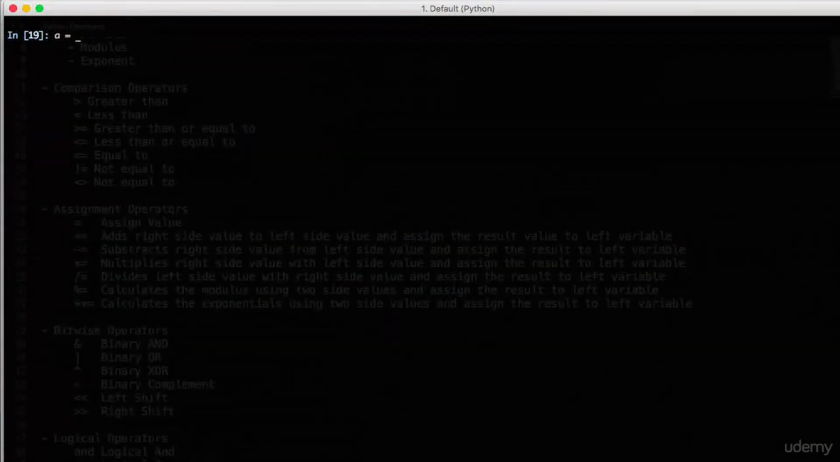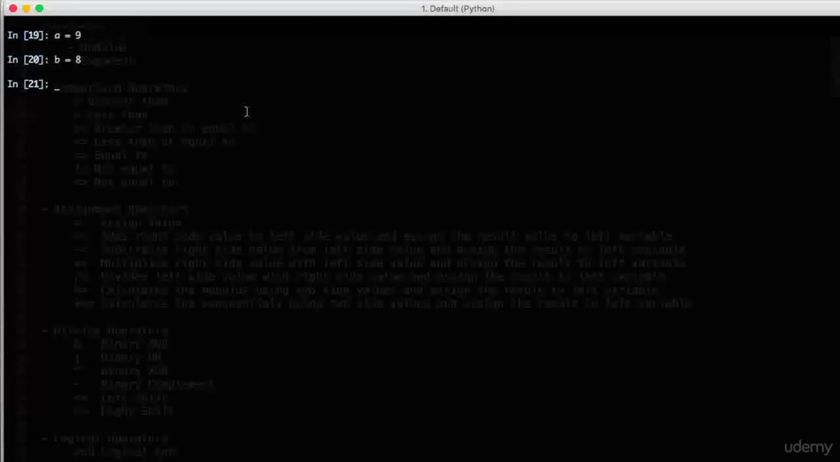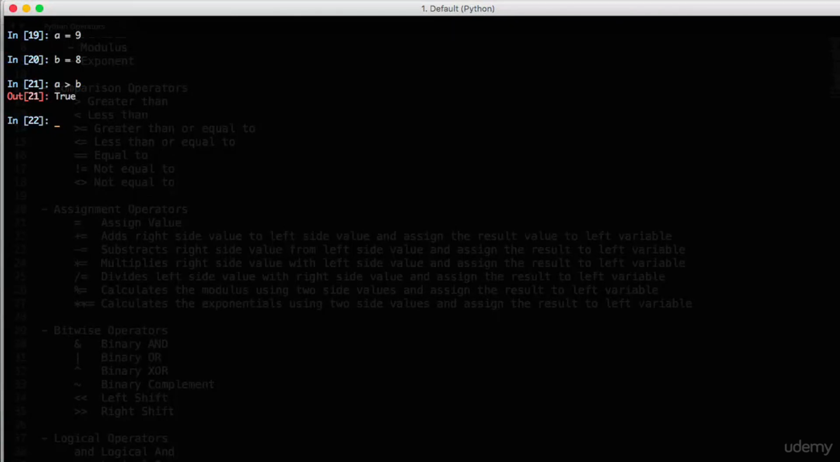A is equal to 9, B is equal to 8. Let's first check greater than, whether A is greater than B. True, of course, 9 is greater than 8. And also check less than. A is less than B. False, of course. A is greater than B, and 8 is less than 9, and hence it is false.